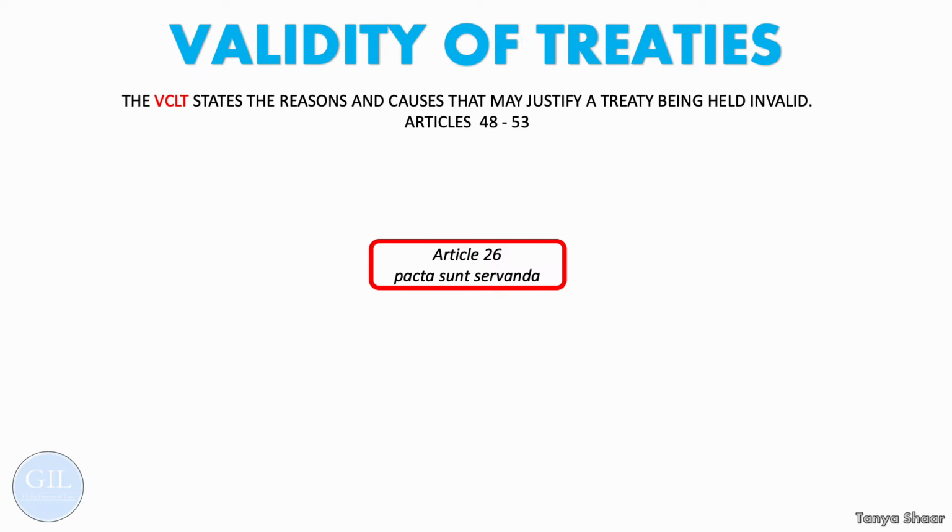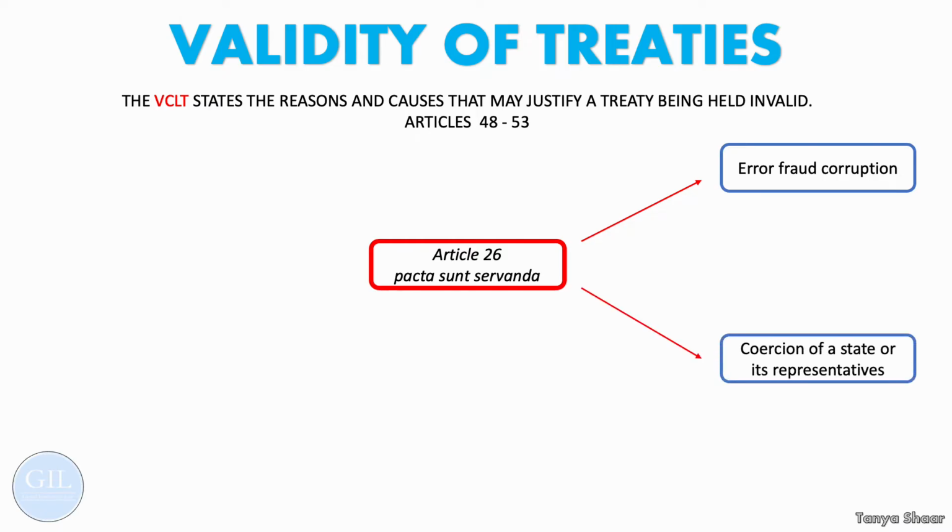As such, the VCLT provides for 3 factors which will make a valid treaty invalid. These factors are, firstly, error, fraud, and corruption. Secondly, coercion of a state or its representatives. And lastly, treaties conflicting with the peremptory norm. We will now turn to look at each one of these factors individually.